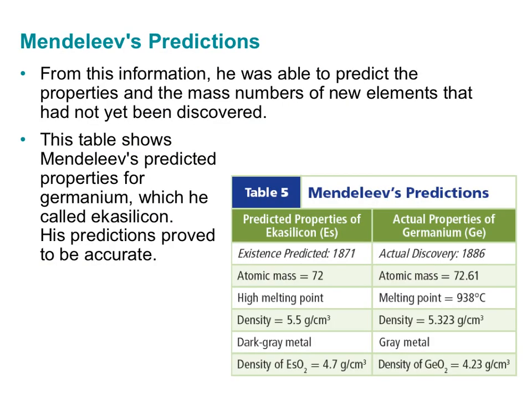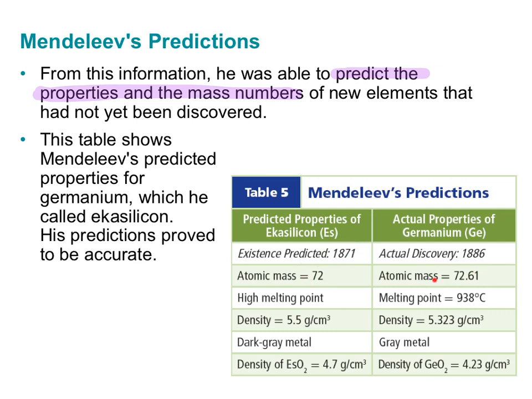The other thing he was able to do from leaving these spaces is that he started to predict the properties and masses of elements that had not yet been discovered. As these were discovered, people looked at his predictions, and some of them were really close. He had an element called exosilicon, because it was going to be right below silicon on his periodic table. It actually got the name germanium. Germanium was discovered in 1886, about 15 years after he predicted what exosilicon would be like.